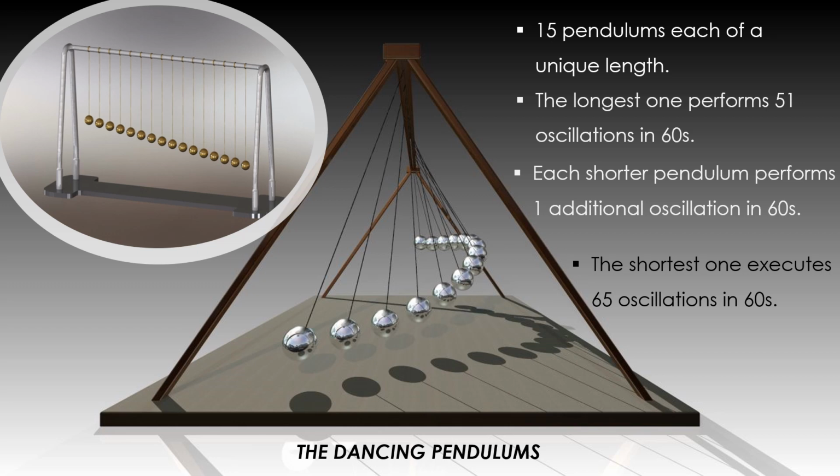You can find that. The dancing pendulums is a system made up of 15 pendula, each of unique length. The longest one can perform 51 oscillations in 60 seconds. This data can help you find the length that you should choose for the pendulum. Each shorter one performs one additional oscillation in 60 seconds. The shortest one executes 65 oscillations in 60 seconds.